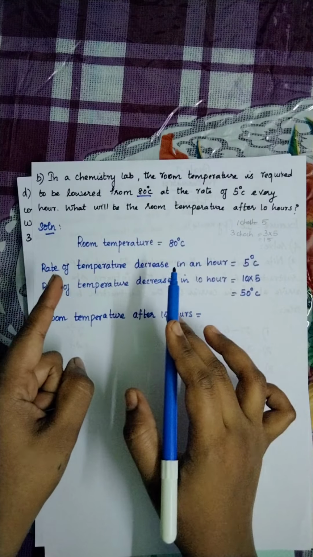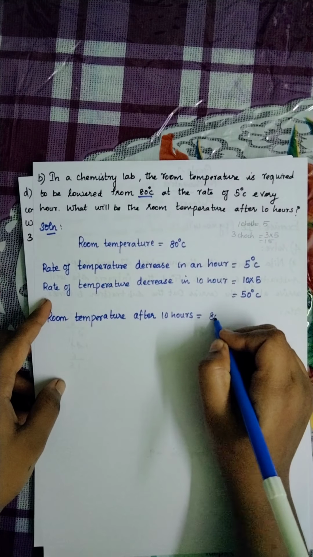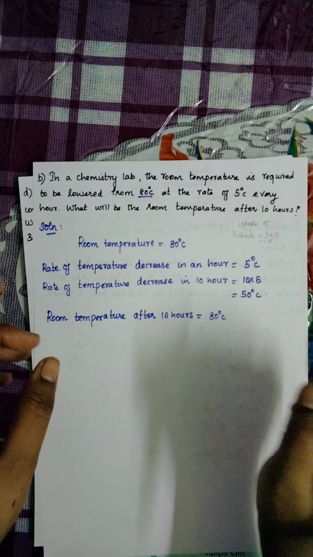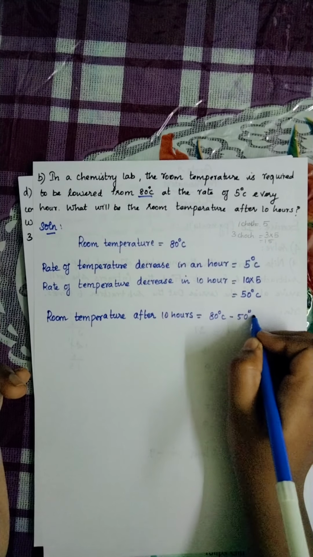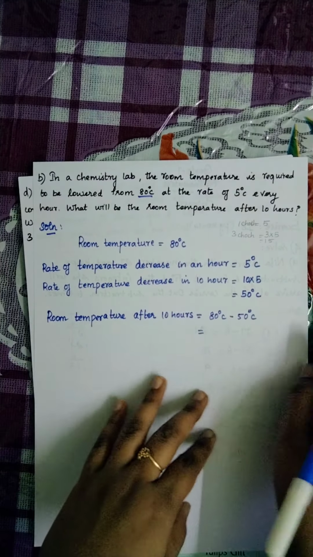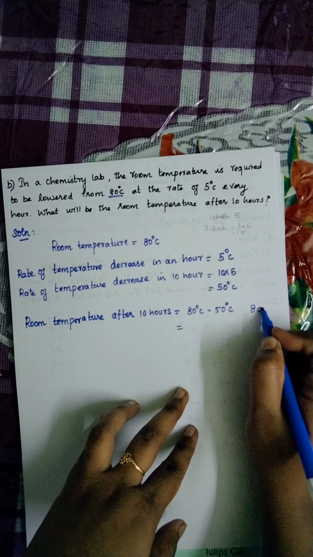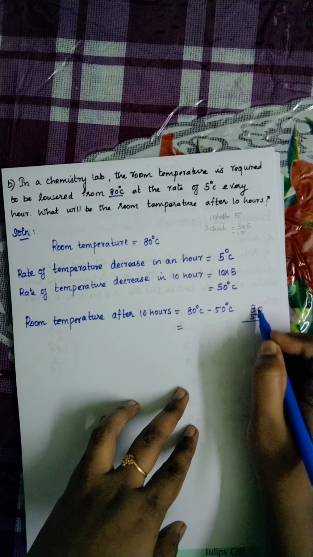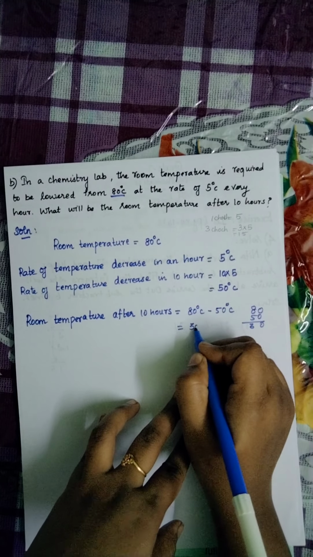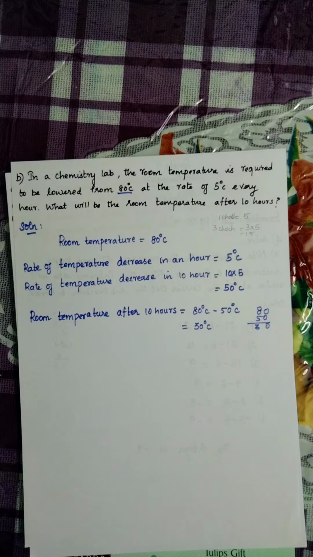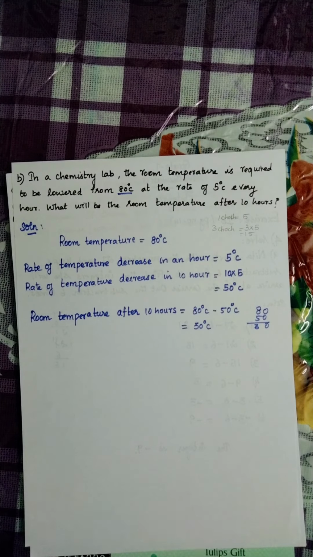What is the initial room temperature? That is 80 degrees Celsius. At first the room temperature is 80 degrees Celsius. After 10 hours it is decreasing, so minus 50 degrees Celsius. What is 80 minus 50? 8 minus 5 is 3, so 30 degrees Celsius. Okay. The room temperature after 10 hours is 30 degrees Celsius.